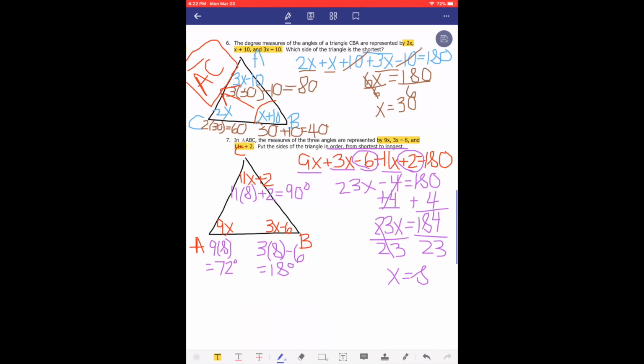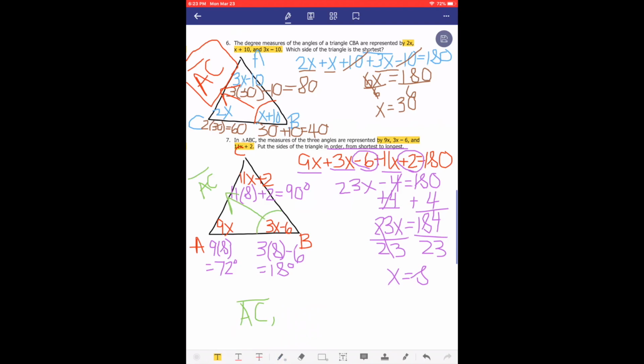And again, this question is asking us to label them from shortest to longest. So for shortest, I'm going to look at my smallest angle. My smallest angle is angle B. The side opposite angle B would be AC. So that would be my first side.